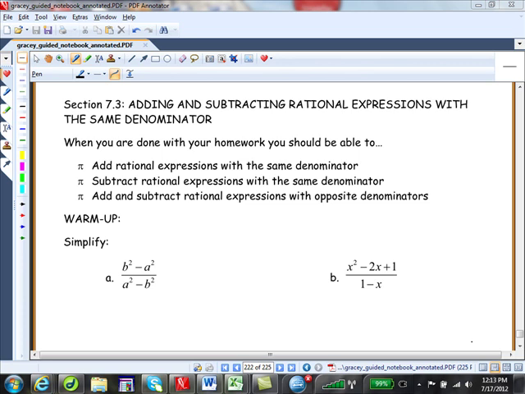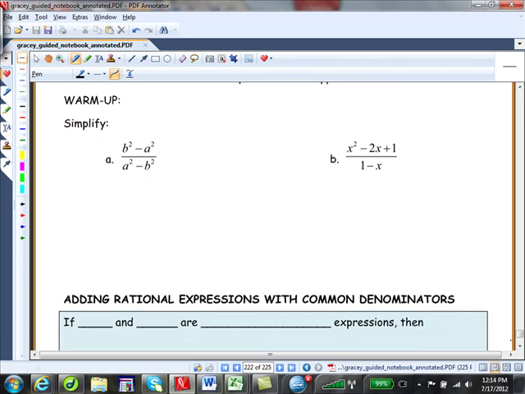So here we go. We will be adding and subtracting rational expressions with the same denominator, and then we'll also look at adding and subtracting rational expressions with opposite denominators today. So let's warm up. The first warm-up has us simplifying. Pause the movie and see how you do. Okay, let's see how you did.